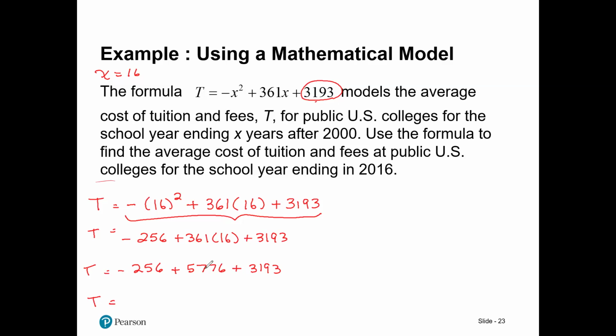All right, so we can just put this all in our calculator at once. So negative 256 plus 5,776 plus 3,193. Assuming I did not make a typo in my calculator, that means that in 2016, average tuition and fees for college is going to be $8,713.